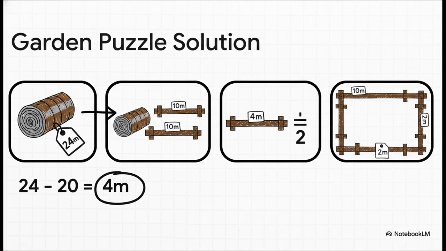First, you have 24 meters of fence in total. You know the two long sides are 10 meters each, so that's 10 plus 10. That's 20 meters of fencing used up right there. So what's left? 24 minus 20 leaves you with just 4 meters of fence. And that 4 meters has to cover both of the two short sides. So you just divide it by 2, and that means your garden can be 2 meters wide.